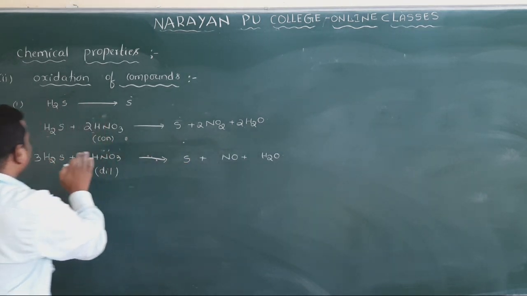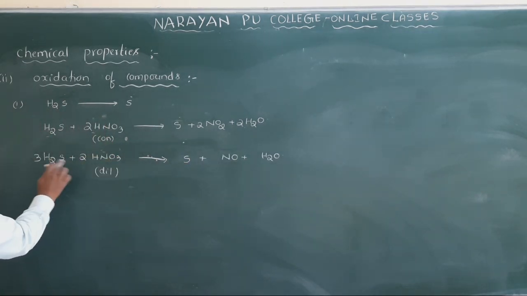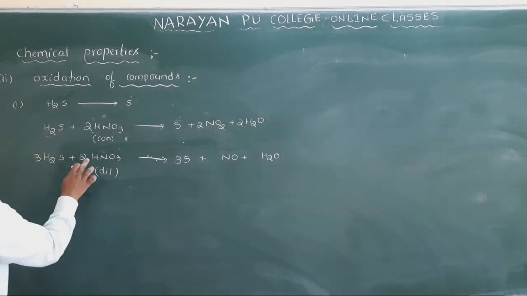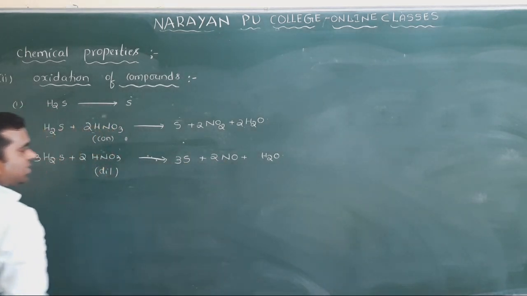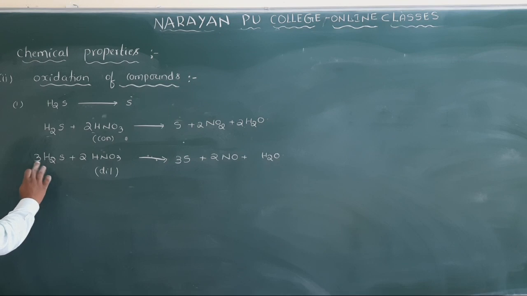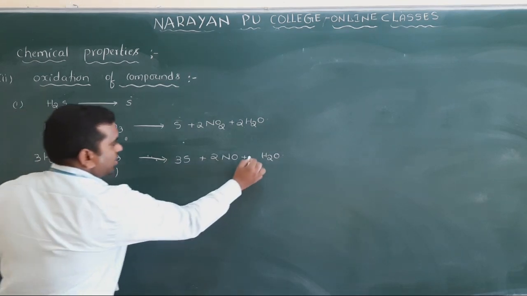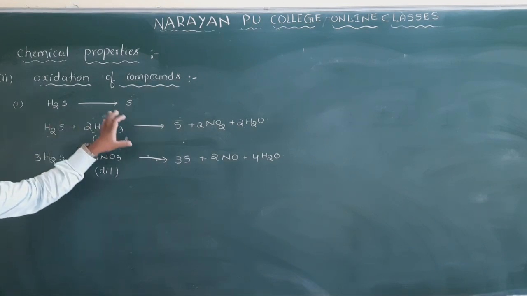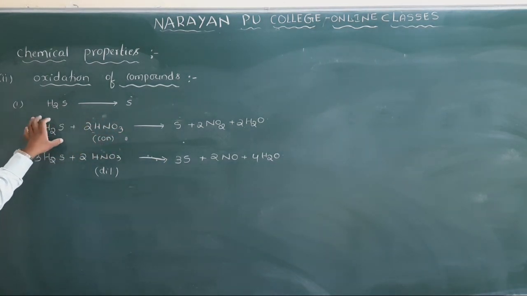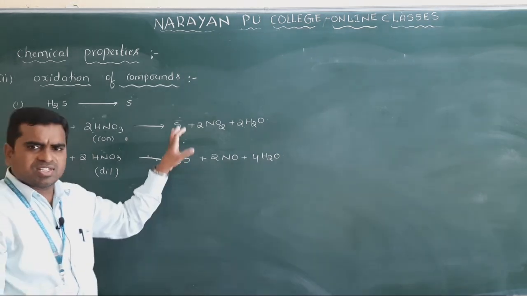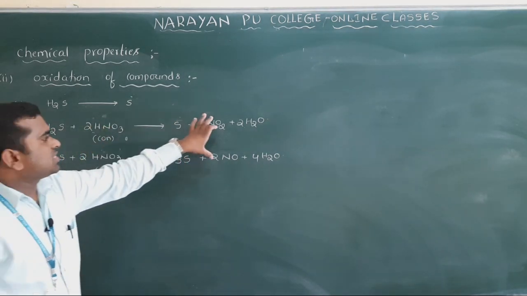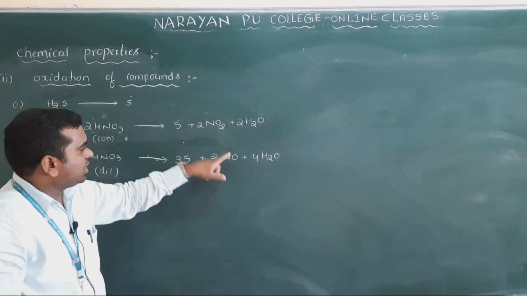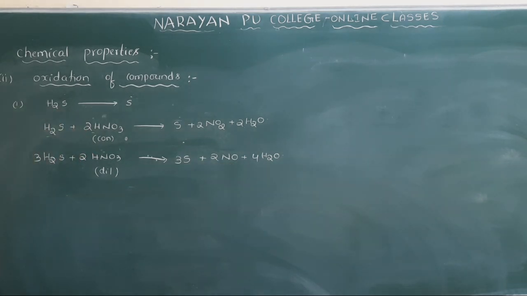So now see here, 3 H2S means there will be 3 sulfur. 2 means I have to multiply this one with 2. Now how many hydrogens are there? 6 plus 2, 8, so that's why it is 4. Clear? Just as concentrated HNO3 oxidizes, dilute HNO3 also oxidizes in the same way, but the products are different: sulfur with NO2 here and NO here. Clear, my dears?